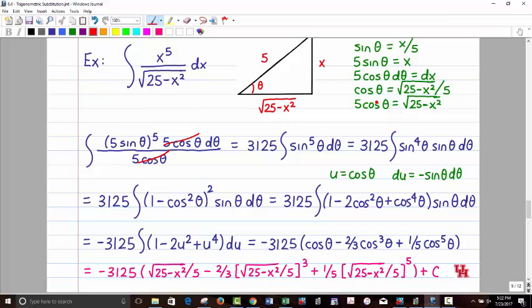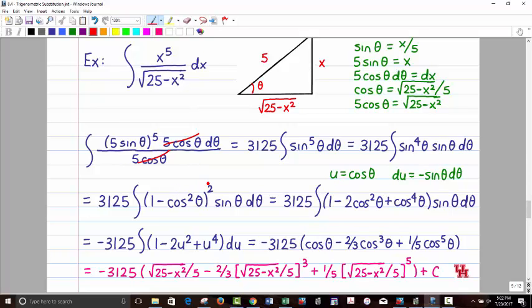So we break it down into sine fourth and sine. Sine fourth is 1 minus cos squared, squared. So you FOIL that out. Remember, you can't just square the individual two terms. FOIL it out and you'll get 1 minus 2 cos squared plus cos fourth. Sine theta d theta stays with all that, and you see the u du with the negative.